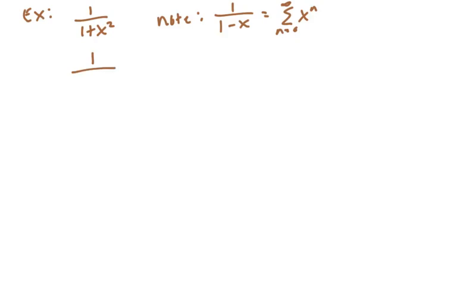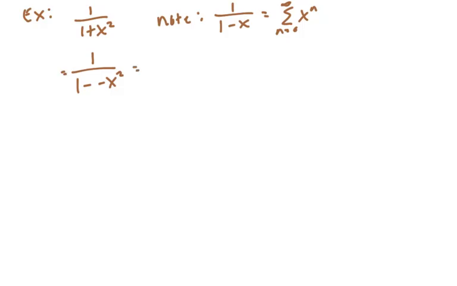It says express 1 over 1 plus x squared as the sum of a power series and find the interval of convergence. So let's make a note, and remember that 1 over 1 minus x is our basic power series. So we want it to look similar to that. Think about what that means: we could write this as 1 over 1 minus negative x squared. You understand that those are equivalent values, so we're good there.